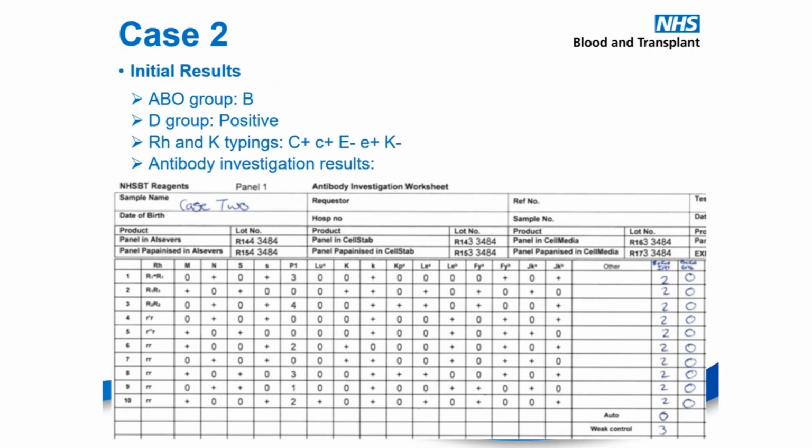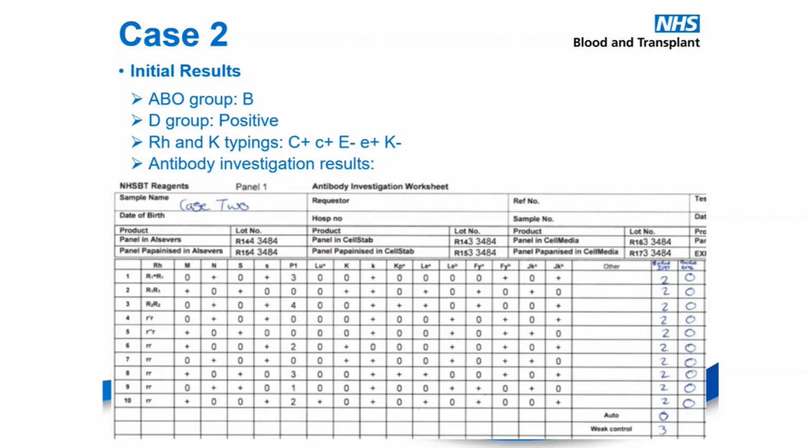So our initial results for this sample: we got the patient as group B positive, and we've got them as R1 little r, K negative. And then the initial panel results, so you can see on the screen, we've got pan-reactivity in our IAT panel, and we've got a completely clear enzyme panel. But do you notice anything about this panel, with this pan-reactivity, that would automatically make us think something else is going on here?